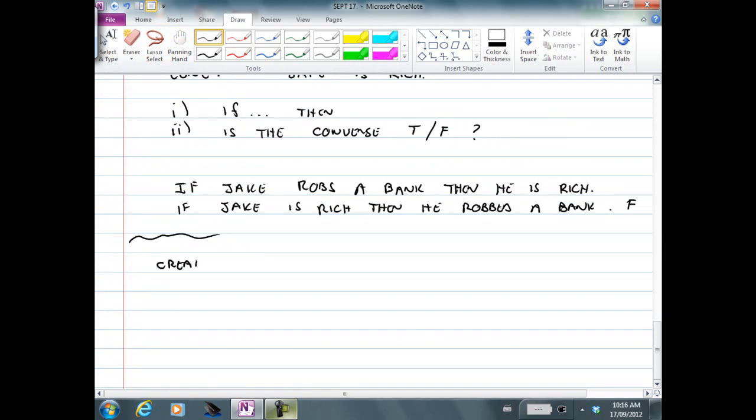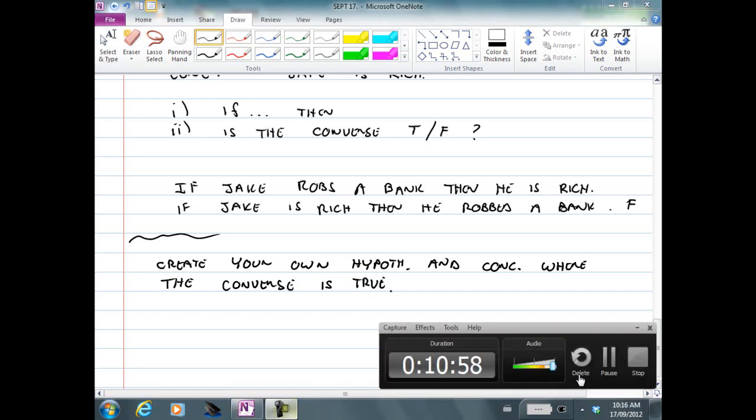Question example 2. Create your own hypothesis and conclusion where the converse is true. So far, I worked with hypothesis and conclusion where it's false. Now you can come up with your own, one where the converse is true. And there's a special name for that. I will show you the name later. Again, this is vocabulary. Guys, gals, I'm going to pause it.